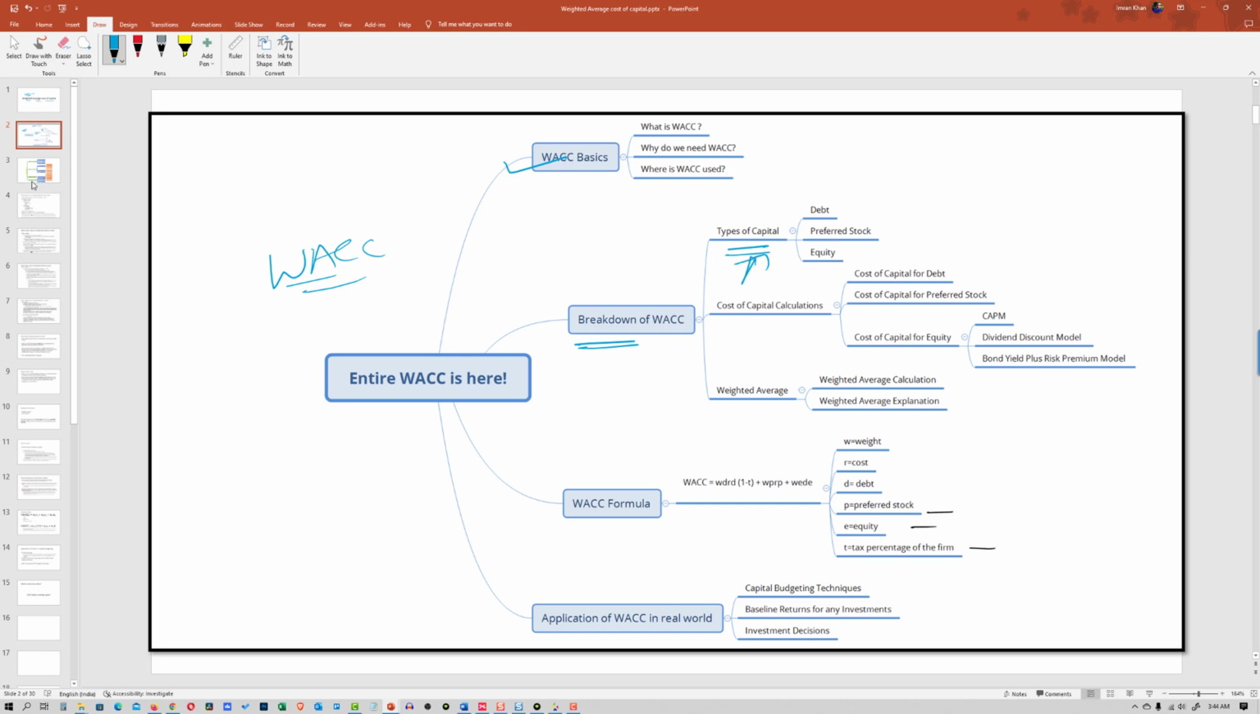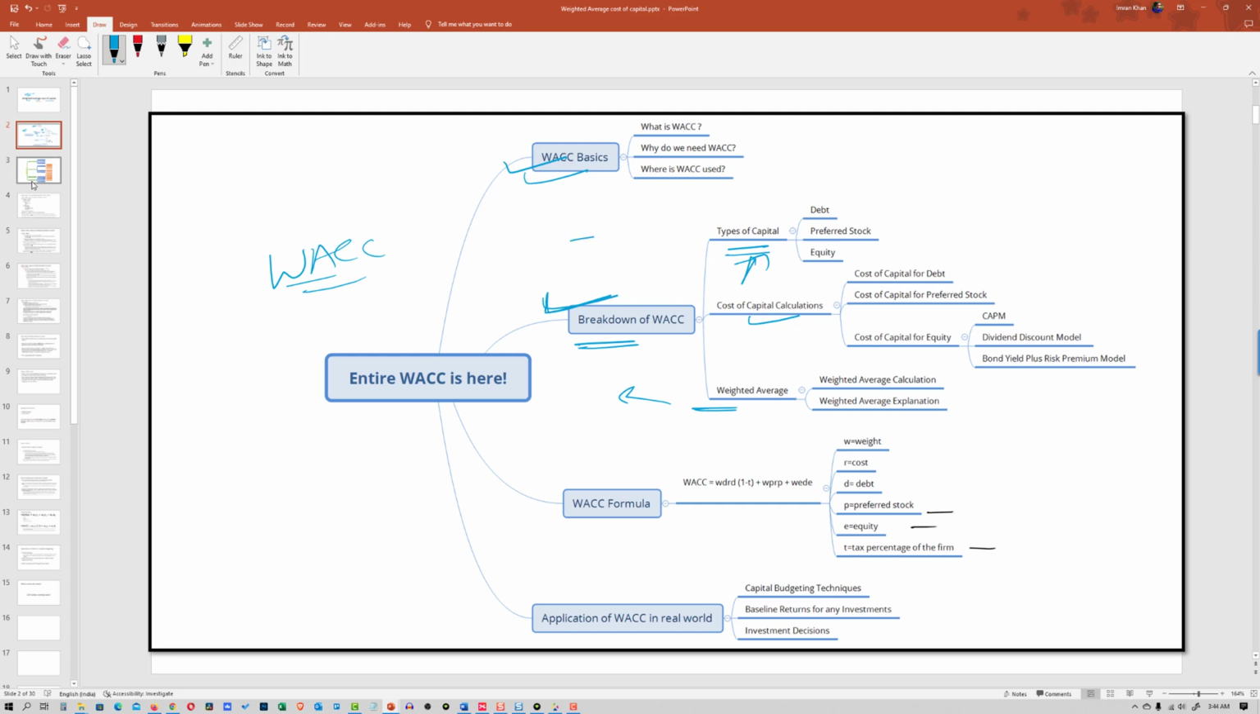And then we'll talk about weighted average. I'll show you how to compute weighted average by a simple example. And using that simple example, we are going to compute the weighted average for our cost of capital. And that way we'll understand the subject in and out. We will understand the basics. We'll understand the complete breakdown of WACC.